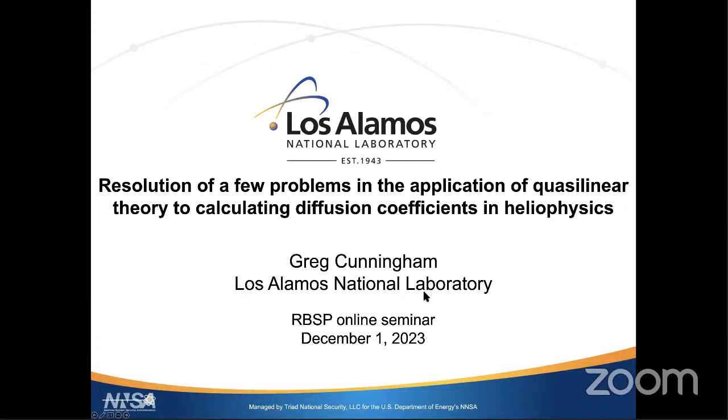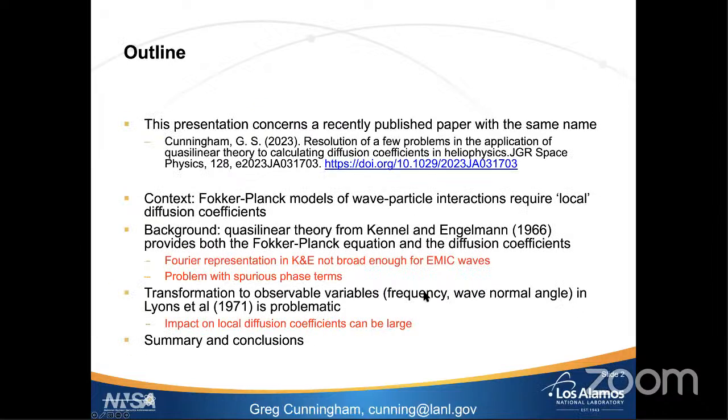Next slide, please. So this presentation summarizes some of the key findings of a paper that was just published in JGR with the same title. The presentation will first provide some context for the paper that discusses why we need to be able to compute so-called local diffusion coefficients. The standard reference for computing these is Glauert and Horne's 2005 paper, as well as J. Albert's paper in the same year. But these papers rely heavily on a series of papers that were generated in the 1960s and 70s.